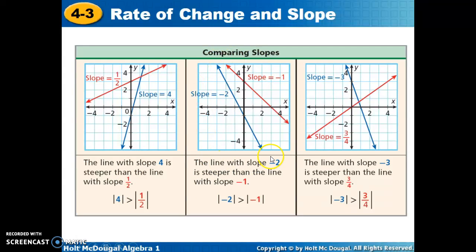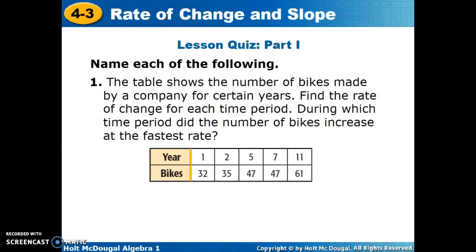In the middle section, I'm going to be comparing a -1 slope to a -2 slope. Again, comparing the absolute values, absolute value of -2 is greater than -1. Therefore, the blue line, -2 slope, is steeper than the red, or a -1 slope. Comparing red and blue in the far right picture, we have a slope of 3/4 and a slope of -3. And we compare again, -3 is bigger than 3/4.